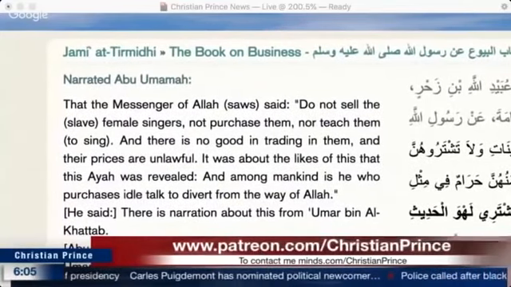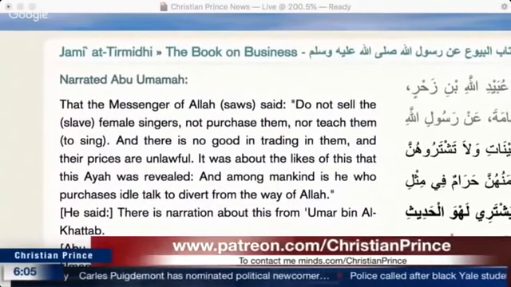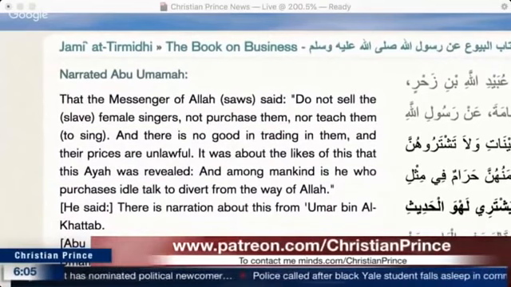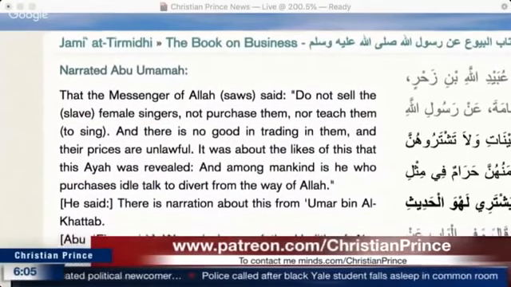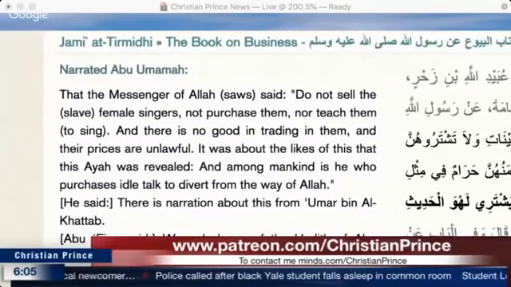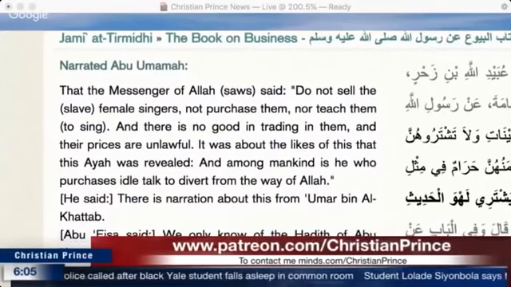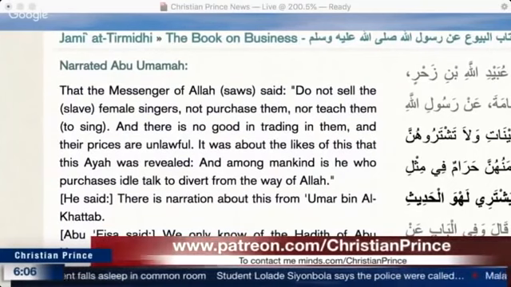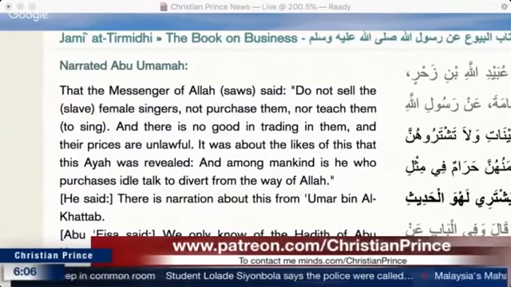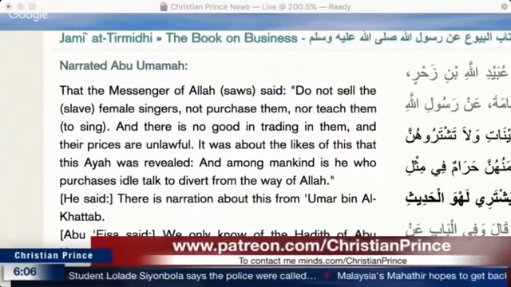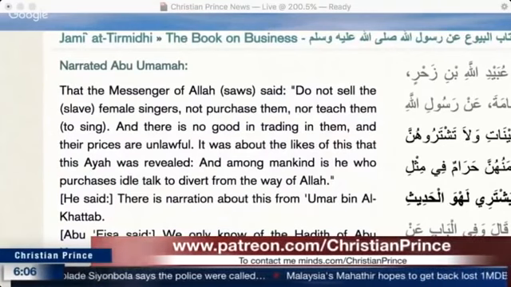The Messenger of Allah, SAW, said, do not sell slaves, female singers, nor purchase them, nor teach them to sing, and there's no good in trading in them, and their prices are unlawful. It was about the like of this that this ayah was revealed, and among mankind are those who purchase idle talk to divert from Allah's way. So Muhammad has no problem with you buying girls and selling girls, but if those girls are bought for singing, Muhammad doesn't approve that, because music and singing is haram. This is what he meant by lahu al-hadith.